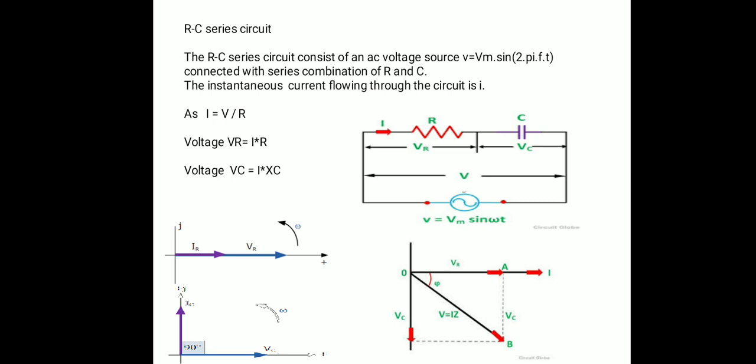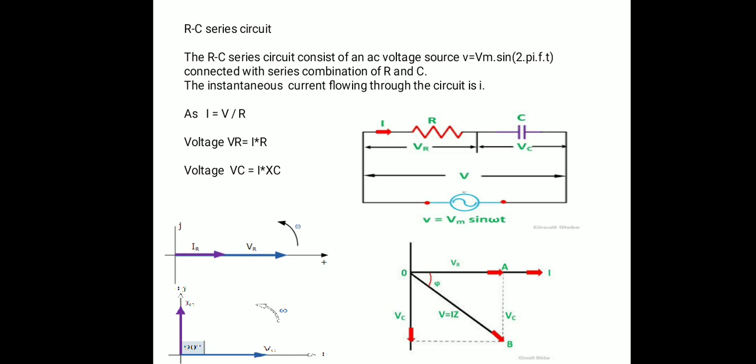Now we are going to draw the resultant phasor diagram for the supply voltage V and supply current I. Before drawing this phasor diagram, we have to draw the individual phasor diagrams for the resistor and capacitor. You can see on the left-hand side there are two phasor diagrams for the resistor and capacitor separately. Let us understand the first phasor diagram, which is for the resistor, for IR and VR. The current flowing through the resistor is IR, and the voltage across the resistor is VR.